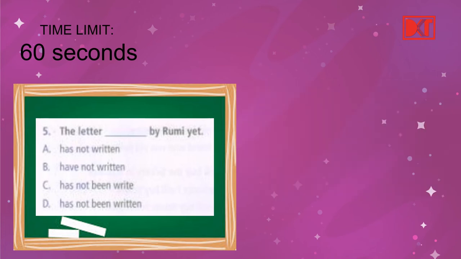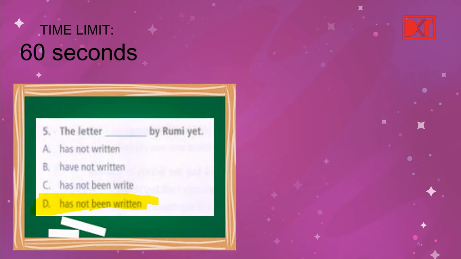The letter dash by Rumi yet. A. has not written. B. have not written. C. has not been right. D. has not been written. The correct answer here is D, has not been written. The letter has not been written by Rumi yet.